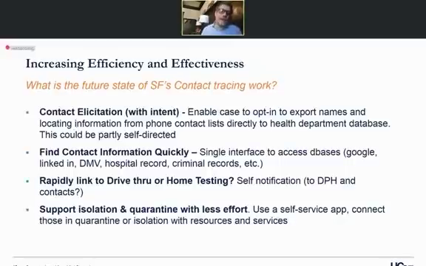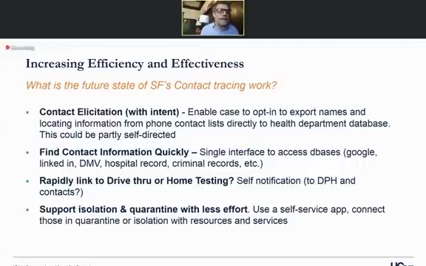So again, what's the future state of San Francisco contact tracing work? Let me just say one thing. We are really at the cutting edge of contact tracing in the US, and already folks are looking to UCSF and DPH for lessons learned. But as we move forward fast, there are things we're interested in thinking about. Is there a way to enhance the precision of contact tracing by having options for contacts to give us their contact list, so that we can do a better job of reaching people?